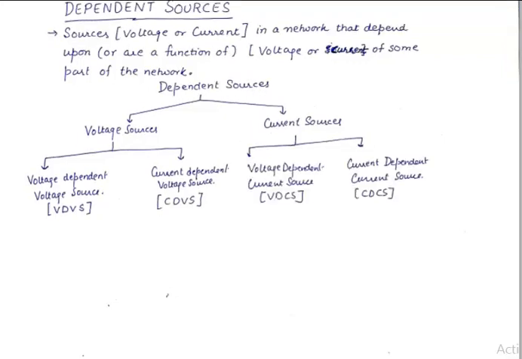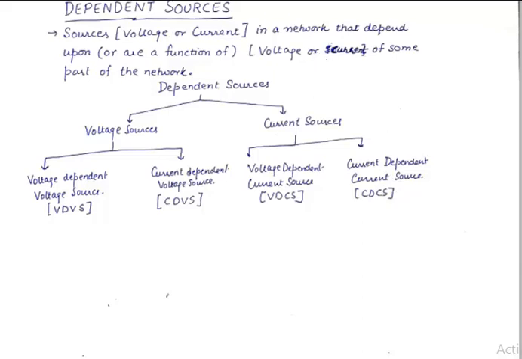And similarly, the categorization for current sources is voltage dependent current source and current dependent current source. If that current source is dependent upon some voltage in the network, it will be termed as voltage dependent current source, and if that current source is dependent upon some current in the network, it will be termed as the current dependent current source.